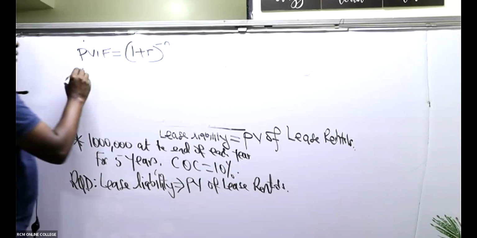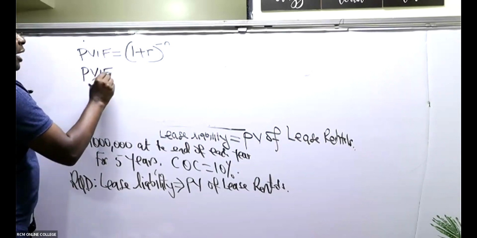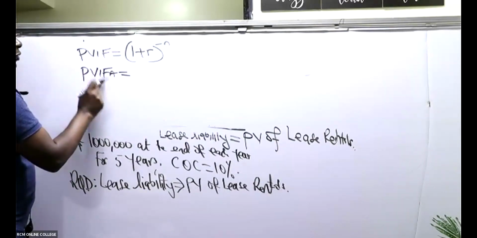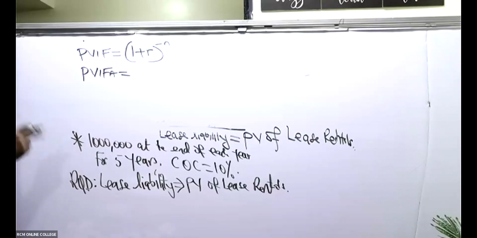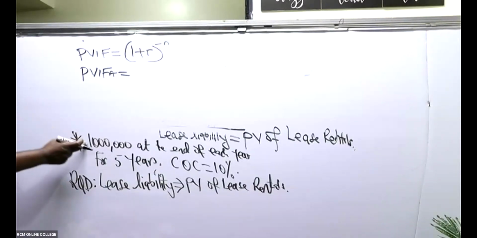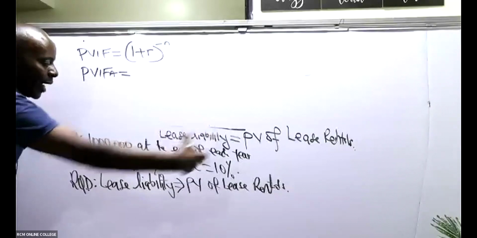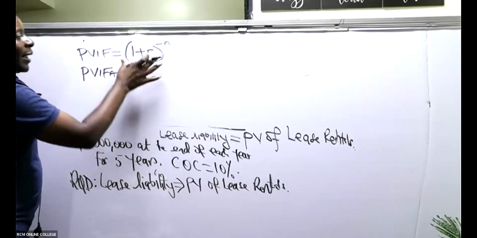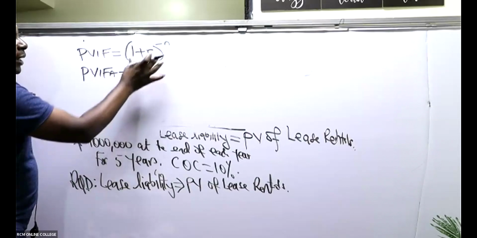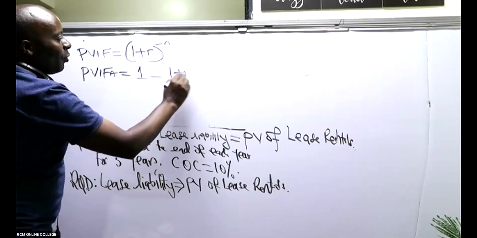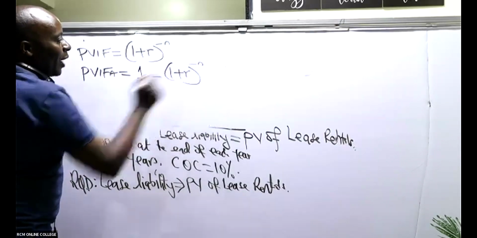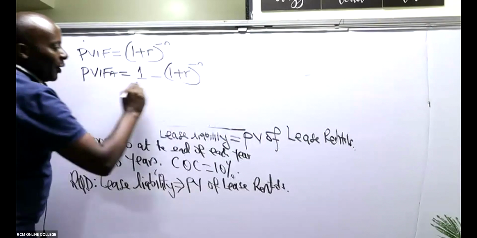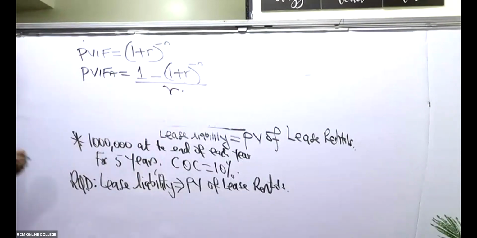How about present value interest factor of an annuity? Like now, this is $1 million every year. So it's an annuity. If it's an annuity, we shall take 1 minus this simple formula. Our simple formula is 1 plus R raised to negative n, and then everything to be divided by R.